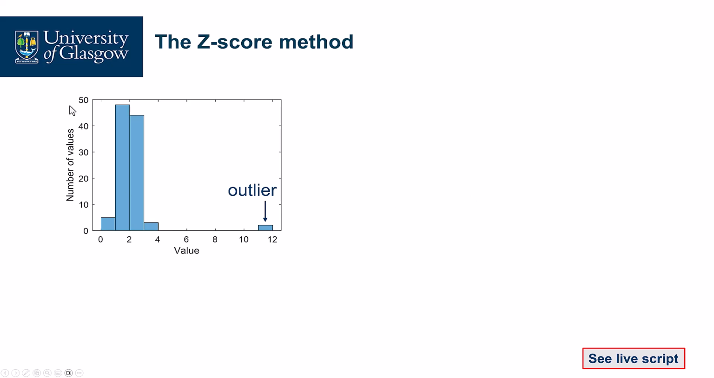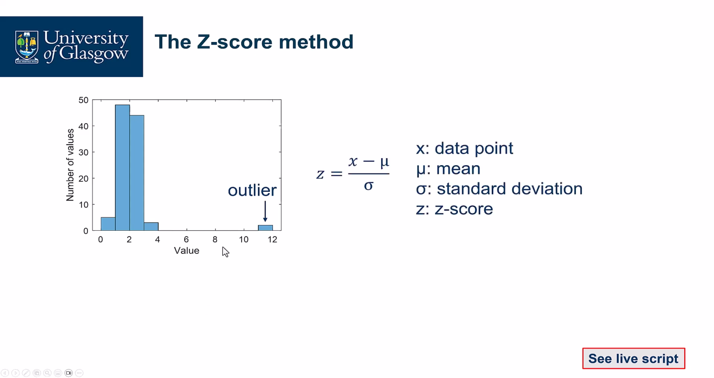So let's see, you have seen this figure in the last session. So this is Gaussian distributed, and there is an outlier there. So how to identify the outlier? A straightforward way is to calculate their Z-score. The calculation is x minus mu. So mu is the mean of the data set, and divide by sigma, the standard deviation of the data set, right? So the result is a Z-score.